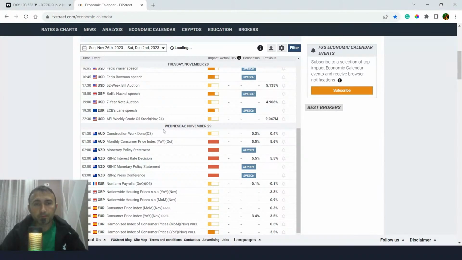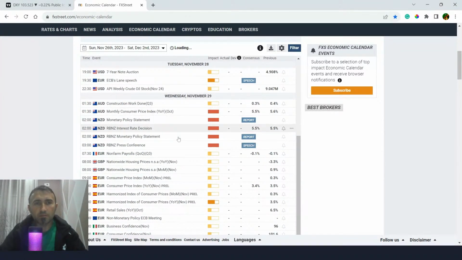On Wednesday, we can see that we have some red data. The focus will be on all of this. The first part will be related with the monthly consumer price index, or the inflation data from Australia. It was 5.6 during the previous month, and it is expected to slow down to 5.5. Considering that Australia is doing very well, probably we may see this number decrease this time. The impact that it may create remains to be seen, because it is not clear in the current conditions. The market is reacting in different ways to inflation numbers.